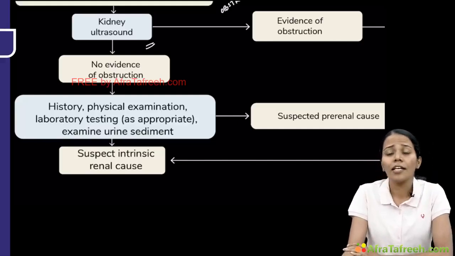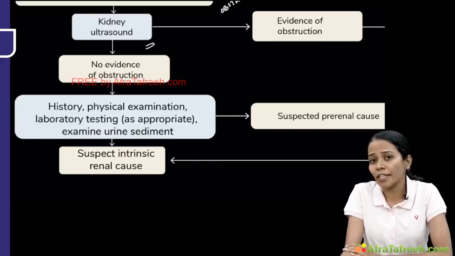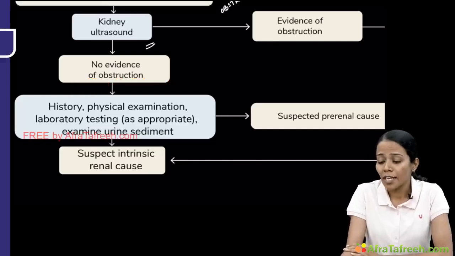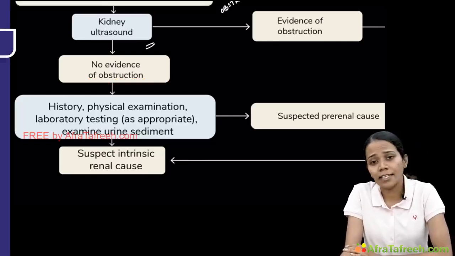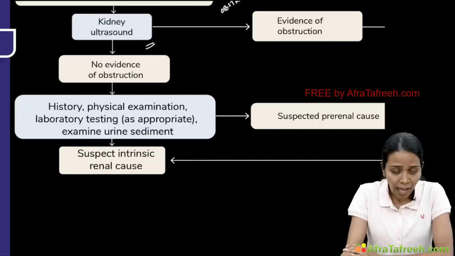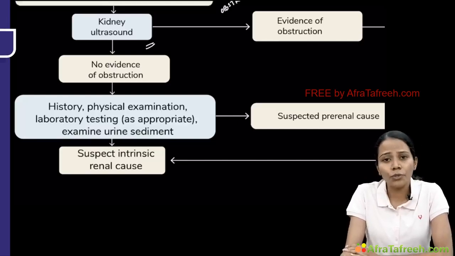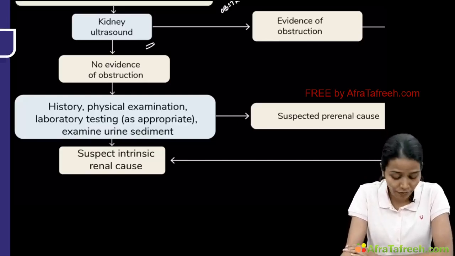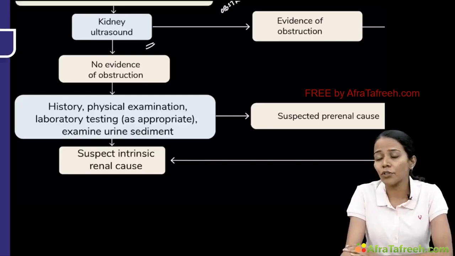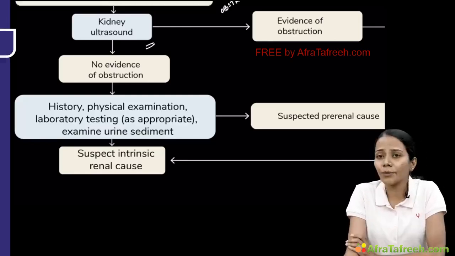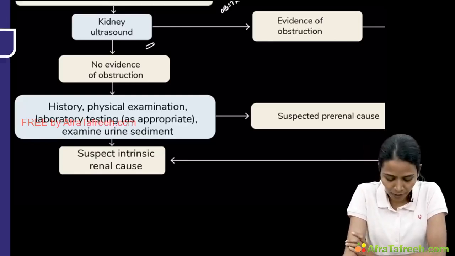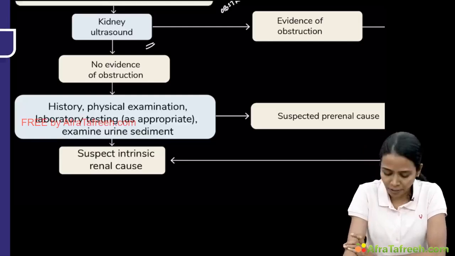If there's no evidence of obstruction, then you go for history, physical examination, lab testing, and urine sediment estimation. In history, you're going to take history for any drug exposure, any volume depletion, like whether the patient had any diarrhea, or has any cirrhosis or cardiac failure. In physical examination also, you're going to look for signs of acute glomerulonephritis. In lab testing, you're going to look at urea and serum creatinine. If it's glomerulonephritis, you're going to look at complement level, ANA level, and urinary sediment, the cast. I'll come to it later. So that will give us one etiology.